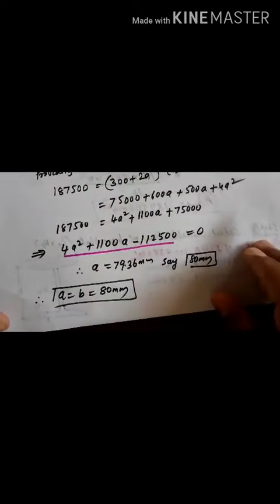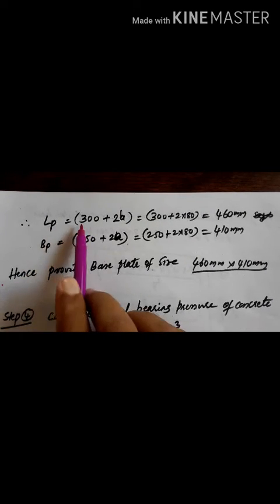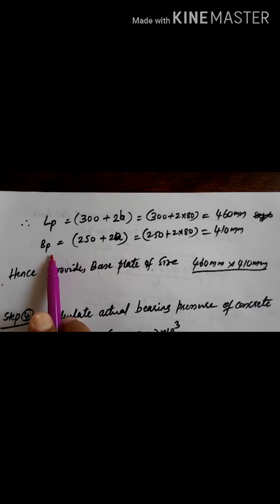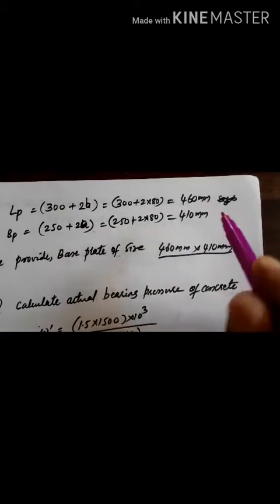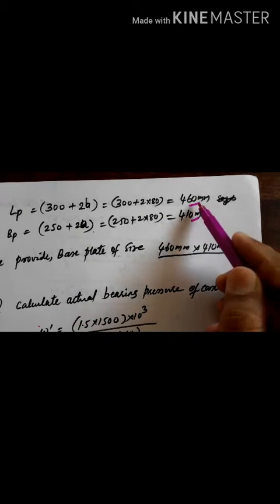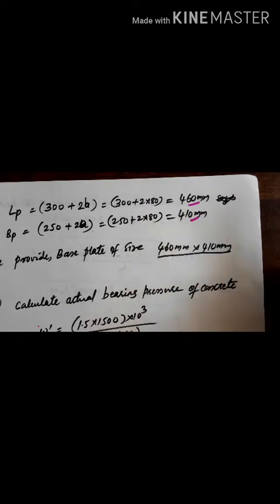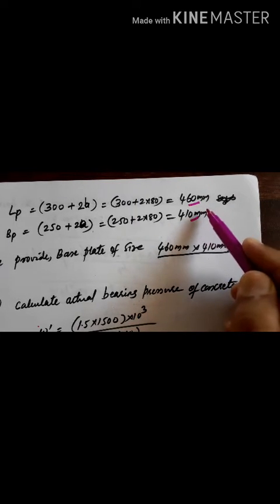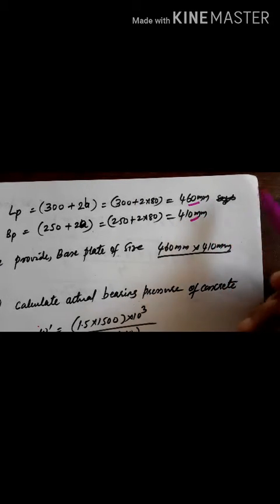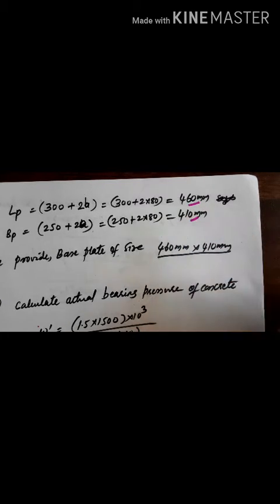Calculate the projection area. Once you get the projection, substitute in the L and B. Already we have taken L as 300 plus 2B and B as 250 plus 2A. Substitute here, you will get 460 and 410. You can take directly 460 by 410, or you can increase it to 500, or increase it to 450. The purpose of increasing is that later, when you calculate the bearing pressure on the concrete pedestal, it can be measured. As the area widens, the pressure decreases. Or else you keep it as it is and check the bearing pressure.